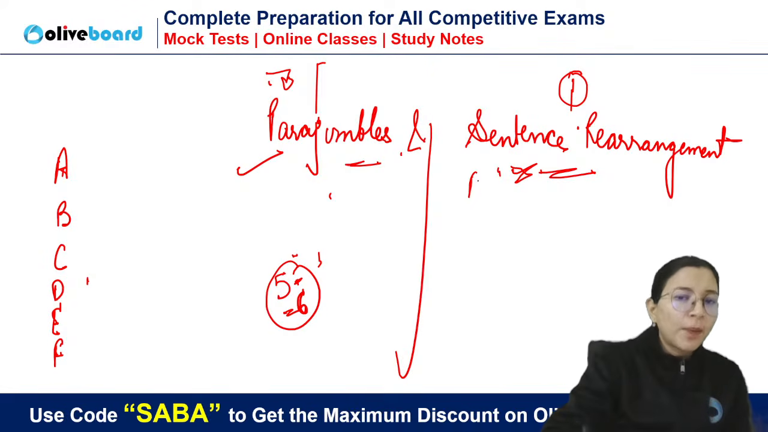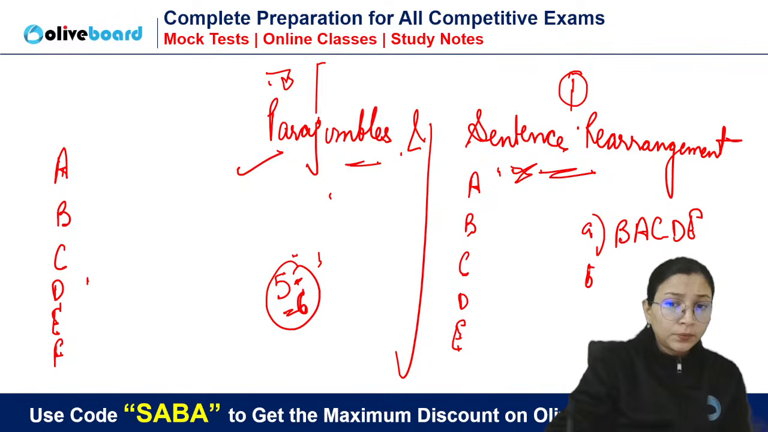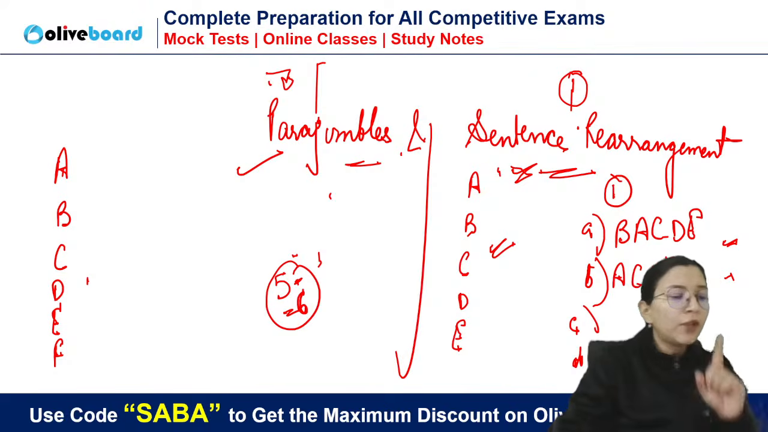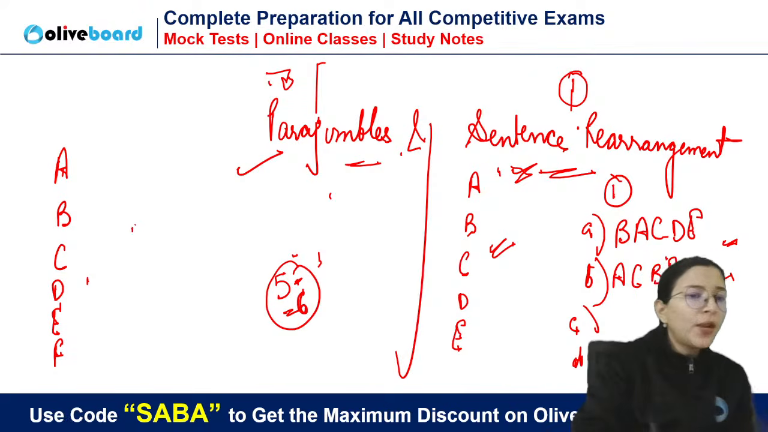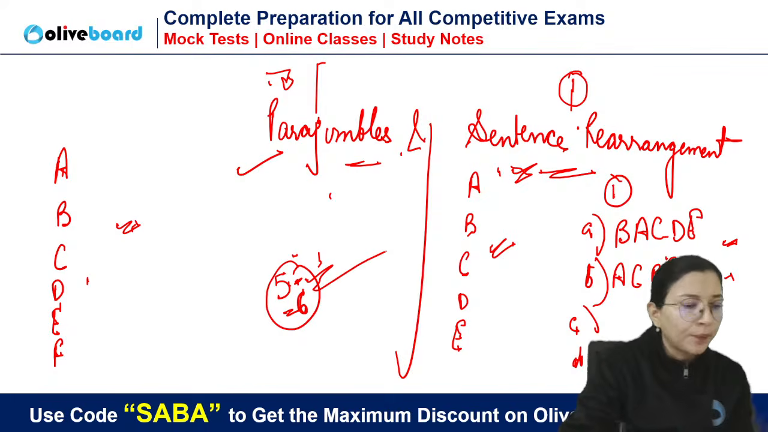But in sentence arrangement, what happens? If you get 5-6 sentences A, B, C, D, E, there will be options like B, A, C, D, E. You might have seen such questions. Then comes A, C, B, E, D. So like this 5 options are given. Now this question is of 1 mark. What you have to do is the same, but here options are there for help. So if you get this pattern, you get 1 mark for 1 question. But if you get the pattern where none of the options are given, then you get 5 to 6 marks.